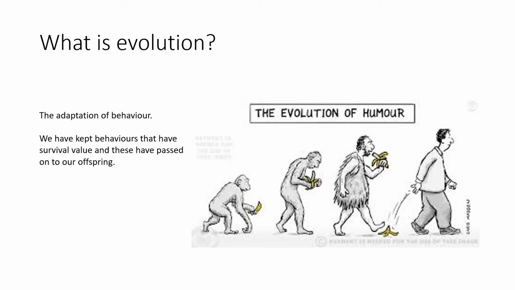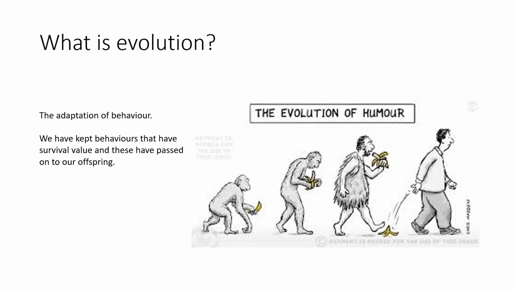The second theory we need to have a look at is an evolutionary theory. So the first thing we need to do is just get our head around what we mean by evolution in the psychological sense. So we're talking about the adaptation of behaviour, and particularly those sorts of behaviours that we've kept hold of because they have survival value. They're what we call adaptive behaviours. They've helped us survive. And because they've helped us survive, we've passed these behaviours on through our genetic code to our offspring.